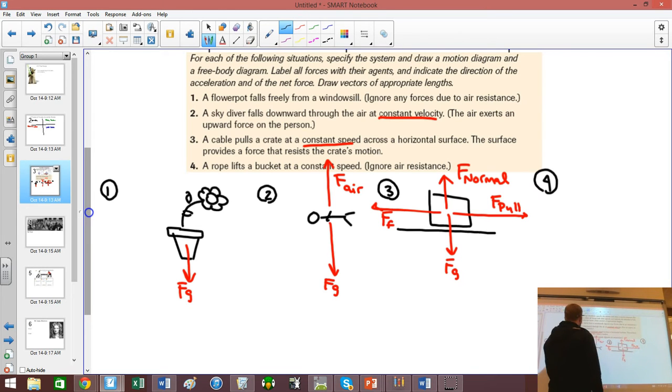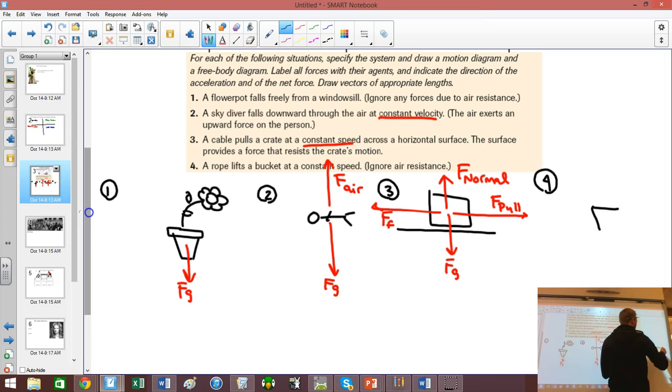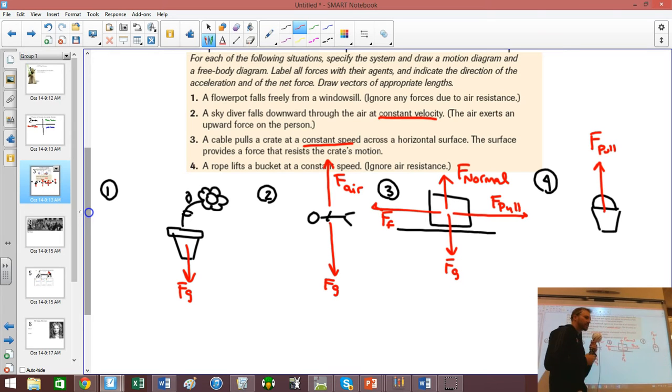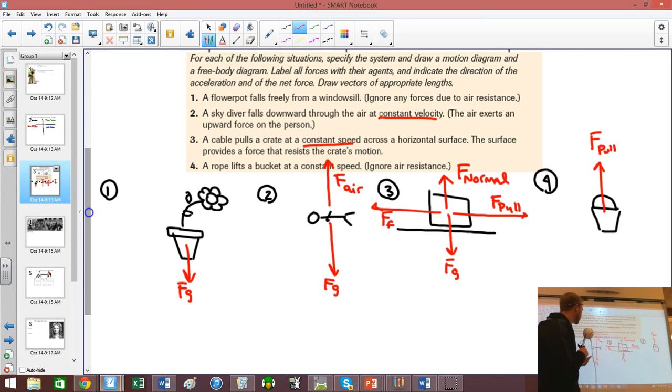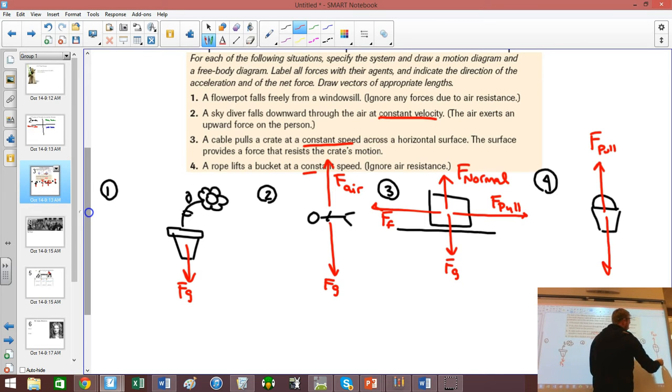Number 4, a rope lifts a bucket. So here's my bucket, and I've got a rope lifting it. I'll just say the force of my pull. What we do, these are called subscripts: I use a big F to represent a force, and then what's providing that, the agent of that force, I put in the subscript below it, like pull force. And we're lifting at a constant speed. So again, we've got gravity down here, and gravity is the same size and equal to the pull.